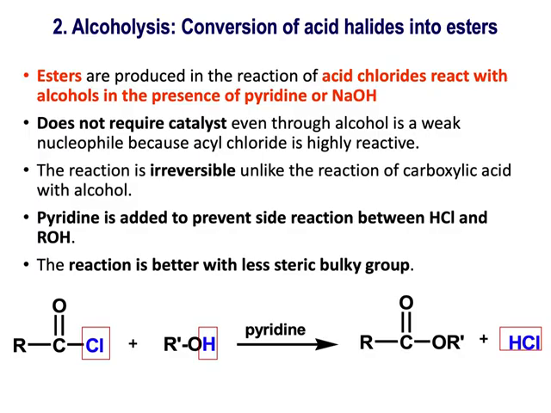Okay, so next is alcoholysis. Alcoholysis means that an acid halide reacts with any kind of alcohol, using pyridine as a reagent, to form an ester. The reaction is better with a less sterically bulky group. If the group is less bulky, the reaction is much better compared to a bulky group.